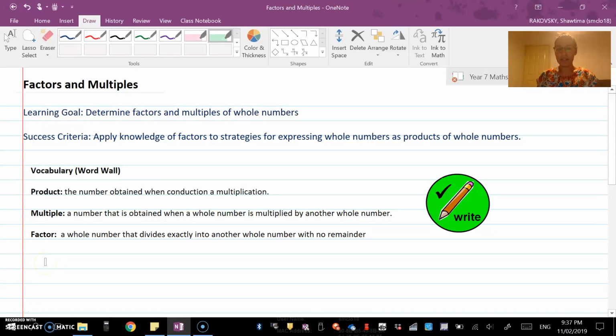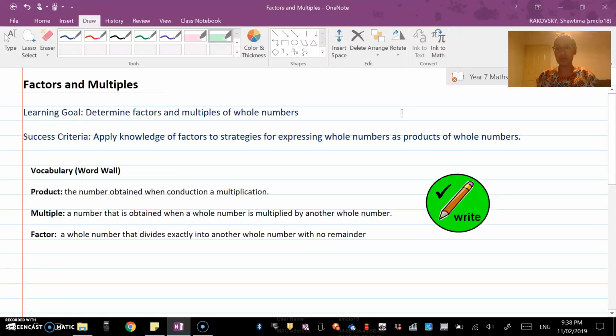Hey everyone, in this video we're looking at factors and multiples today. So our learning goal is to determine the factors and multiples of a whole number. So we're just looking at those integers, and by the end of this video you should be able to apply your knowledge of factors to strategies for expressing whole numbers.